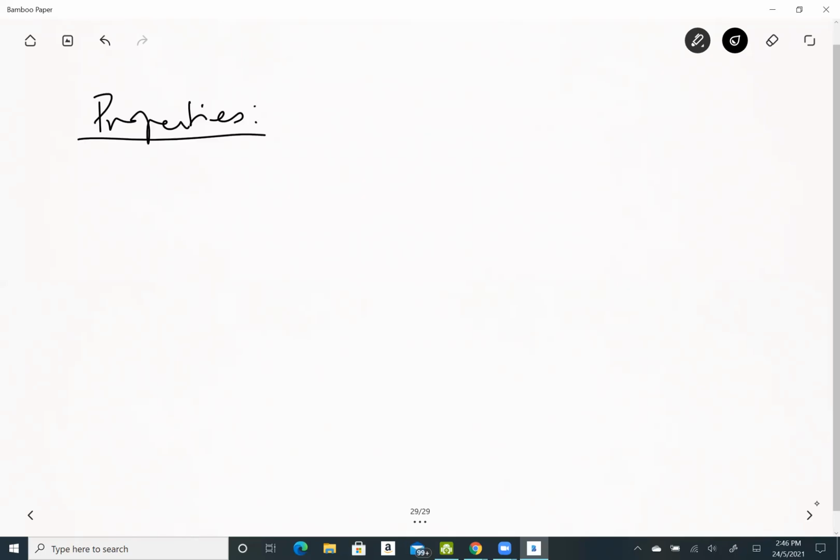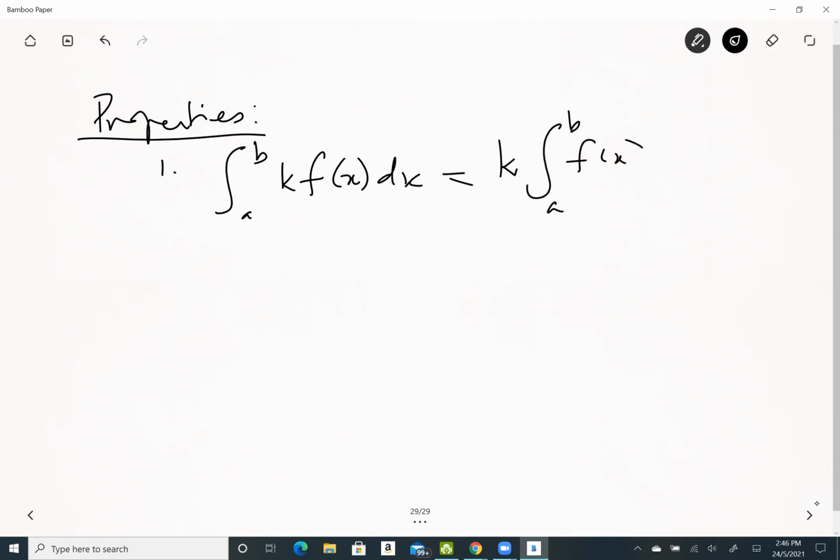There are a few properties of a definite integral. Number one, if I have the integration from A to B of a constant multiplied by some terms in x, we call f of x, then the constant will just follow the integral. So you can bring out k, and integrate from A to B of f of x. This is something we normally don't do, but actually we can take out the constant so that we have a smaller number to deal with.